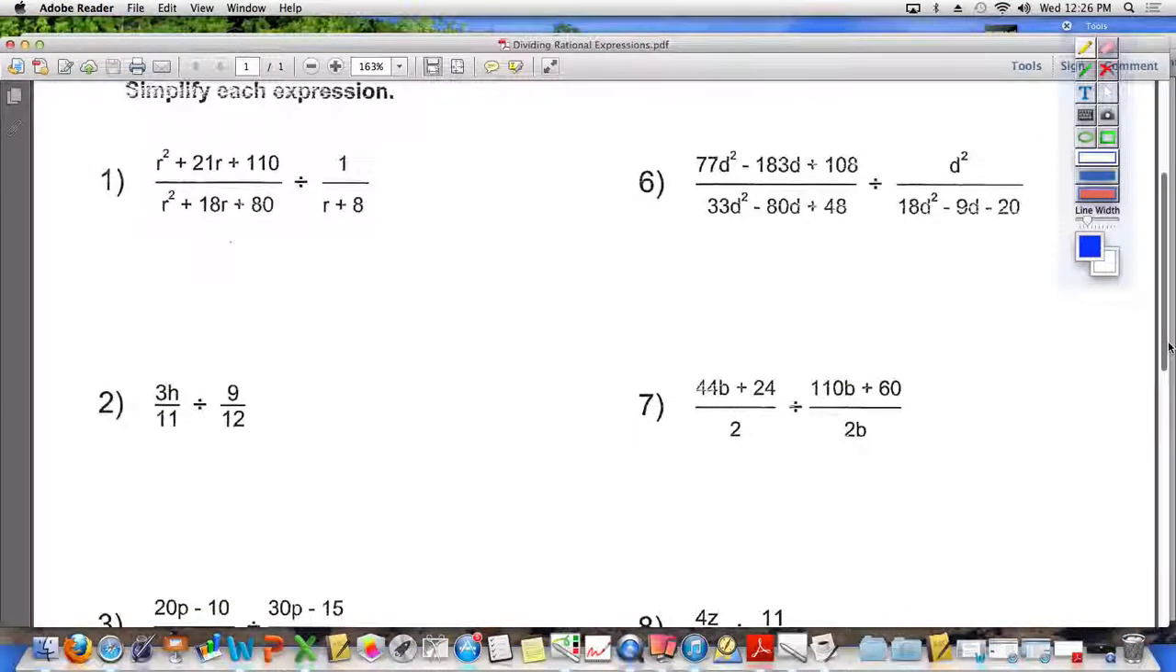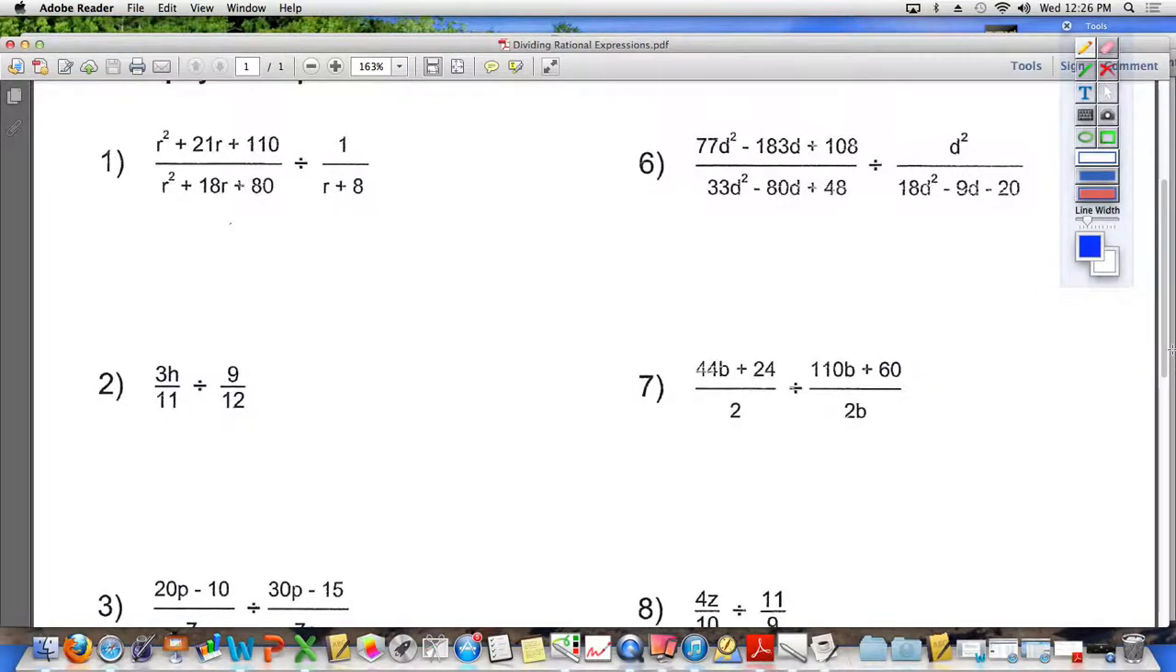Problem number 1. All right, so the first thing I see is the divide sign. Do you see the divide sign? Yes. Change it to a times. Done. Change it to a times sign. And then we have 1 over r plus 8. My suggestion, because it gets confusing sometimes, is to completely cross off this fraction. Cross it off almost so you can't even see it anymore.